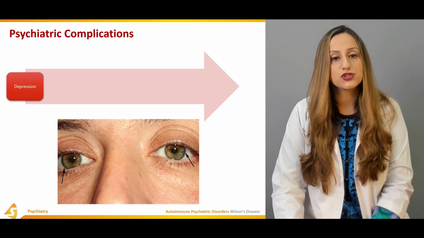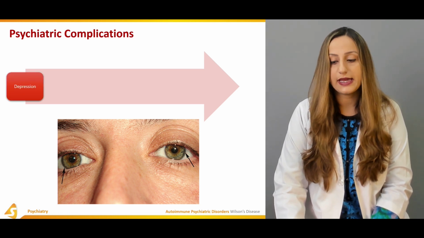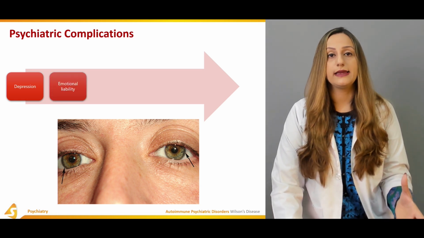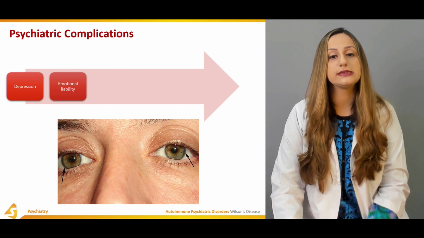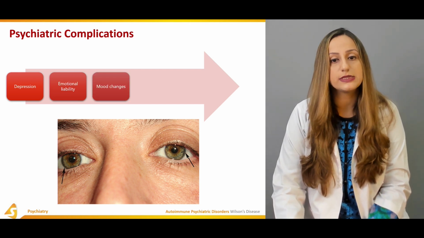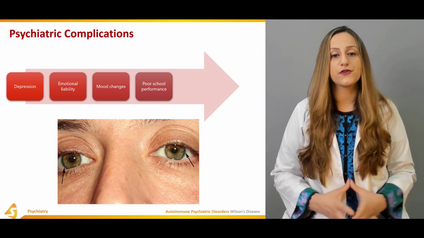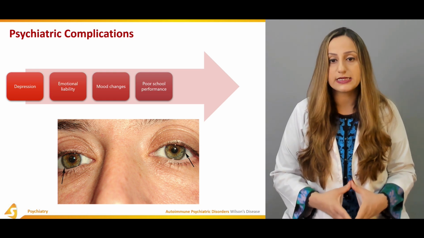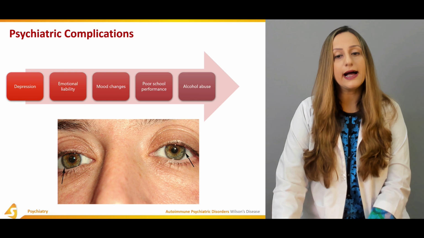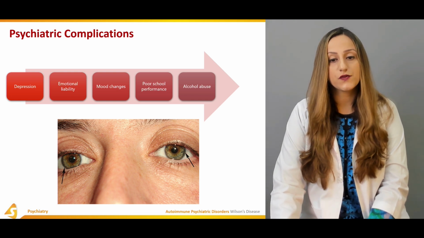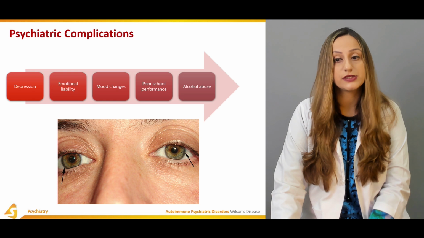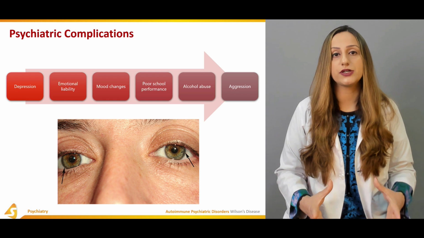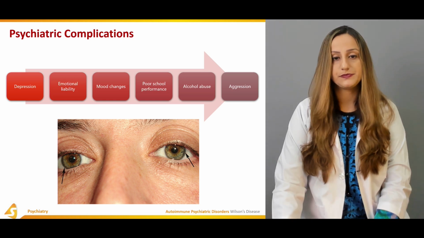The psychiatric complications basically include depression, and the patient can also suffer from emotional lability that is observed in the aggressive phases in these individuals. Mood changes are also seen in these individuals. Basically, the person is suffering from a bipolar affective kind of disorder. Poor school performance is also seen in these individuals. Alcohol abuse is one of the phenomena that is quite commonly seen after the diagnosis is made, and then the person has an overall aggressive behavior in his attitude.